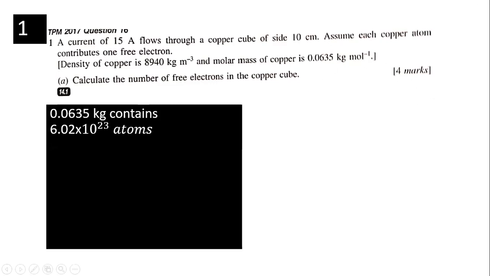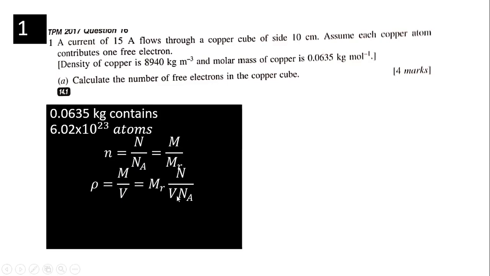Mass there contains 6.02 times 10 to the power 23 atoms. Or just memorize this formula from your last semester's work. Number of moles equals number of atoms divided by Avogadro's number, or mass of the substance divided by molar mass. And then just play with it. You've got density. Density is mass over volume.